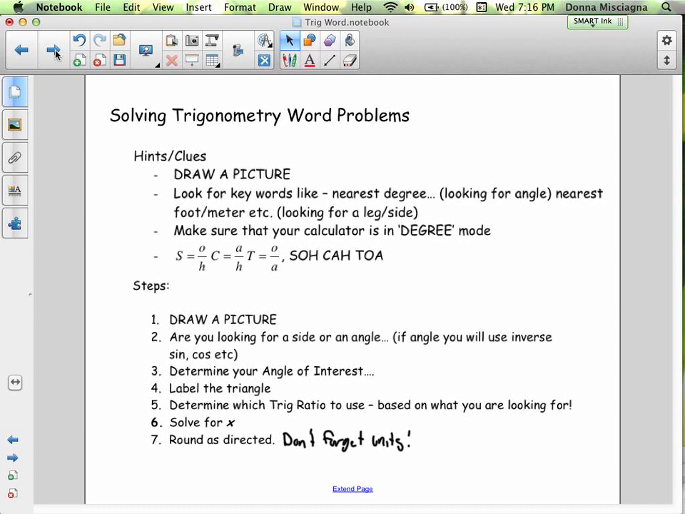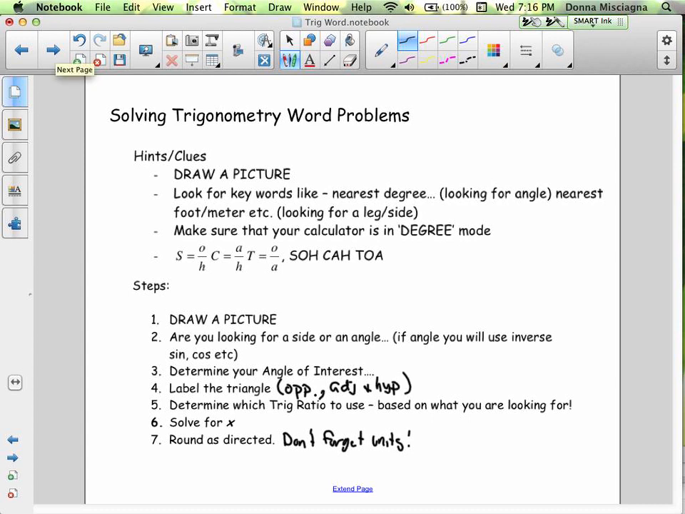Label your triangle. Whether the picture is given to you or not, when you draw your picture, label the picture. If you have a picture, label the picture. Label which side is opposite, and you want to make sure you label opposite, adjacent, and hypotenuse. You can add this to your notes. Relative to the angle, relative to that angle you're given. I'm going to put given angle, and I'll put the parentheses there.